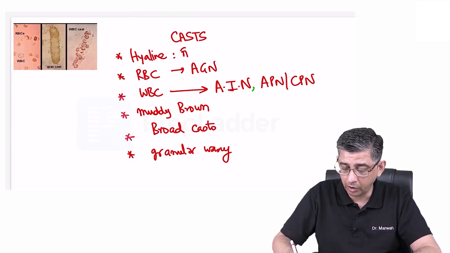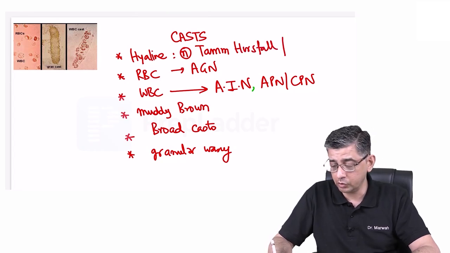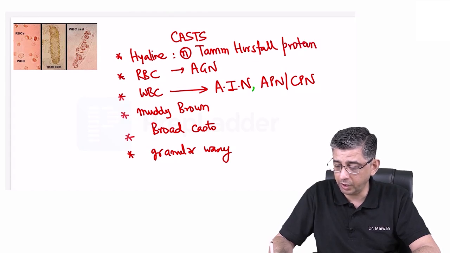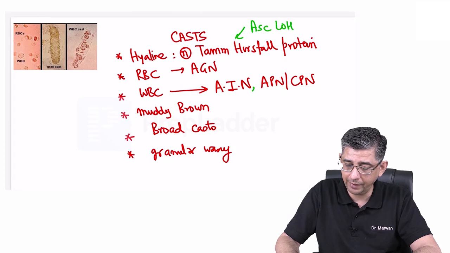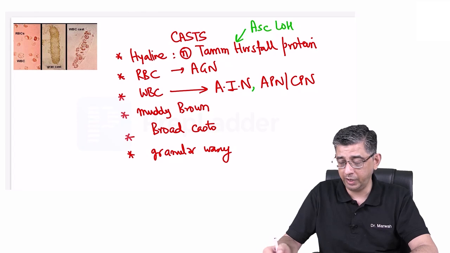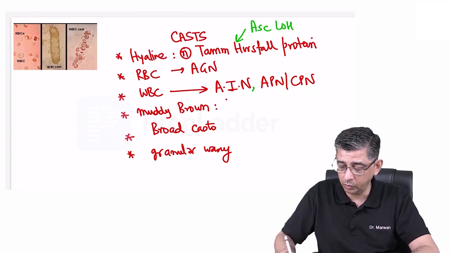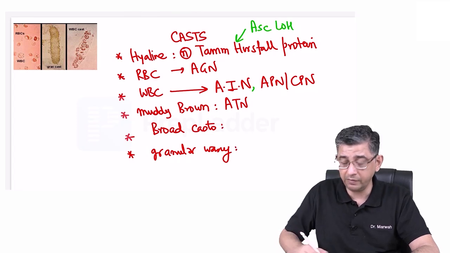Hyaline casts are a normal happening. They could be present in the urine of a normal individual also. What are they composed of? They are composed of uromodulin, which is also called Tamm-Horsfall protein, which is synthesized from the cells of the ascending limb of the loop of Henle, that is the TAL component. And then he can ask about muddy brown casts, that would be in acute tubular necrosis.